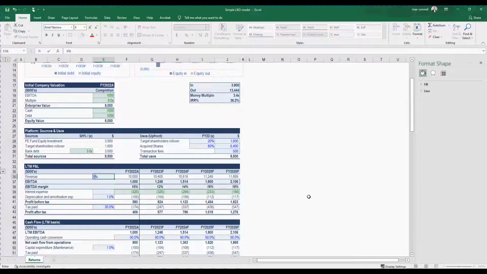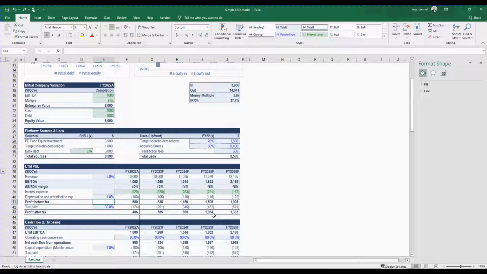So let's see what happens when we change revenue to 5%. You can see our money multiple is jumping like 0.2 or 0.1 each time. That was 0.1. So you can see it's not making a huge impact, whereas if we change the acquisition multiple to 7, all of a sudden it jumps quite significantly. So multiple arbitrage and debt are key drivers of returns, but you can also get value out of organic growth assumptions as well.